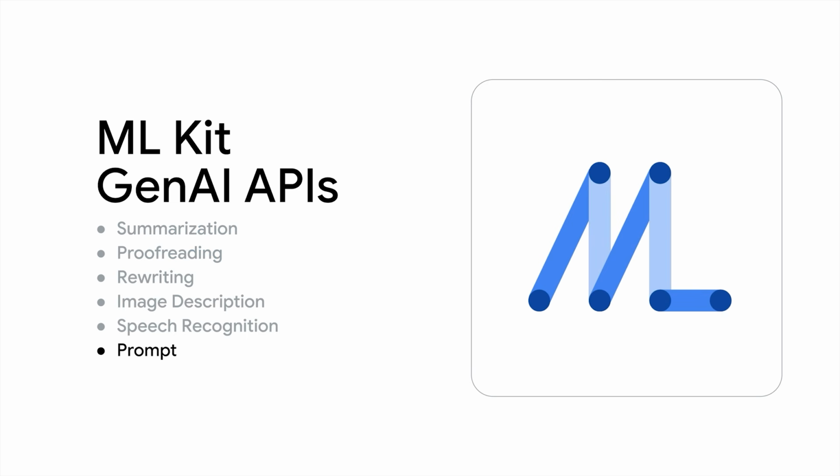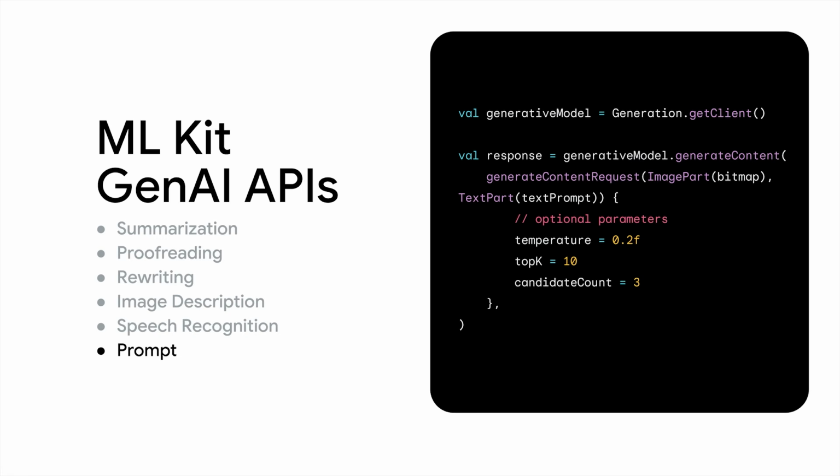Now, if your app wants to implement a user journey beyond the predefined use cases just discussed, or you want more control over the output, we recently introduced Prompt API. Prompt API allows you to send any natural language requests to Gemini Nano by accepting text and images as inputs and emits a text output.